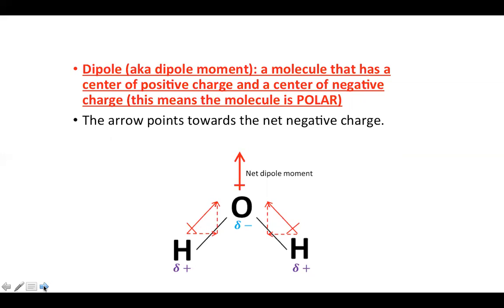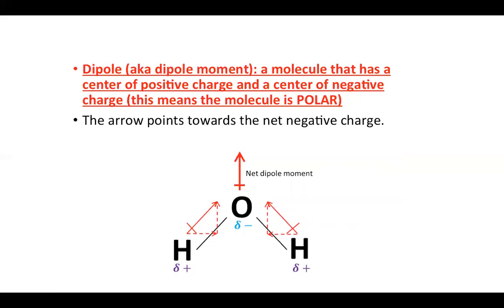Nonpolar molecules will not. Now, when you're looking at these diagrams showing dipole moments, you'll have these arrows with a little cross at one end. The arrow is going to point in the direction of the net negative charge. So it's pointing in the direction that the electrons are being pulled towards, right?